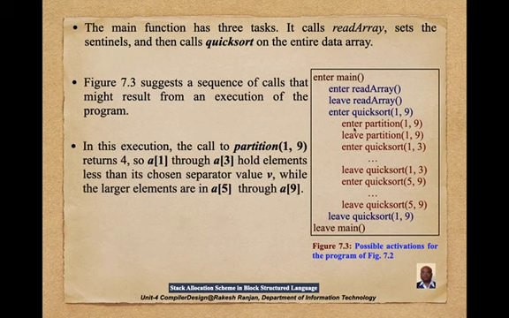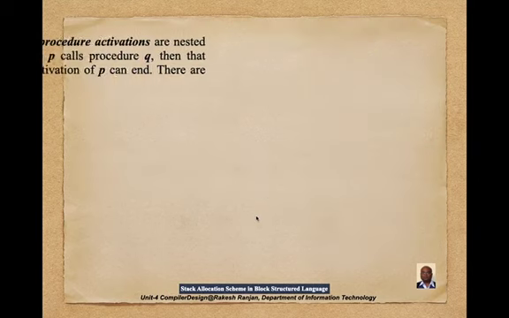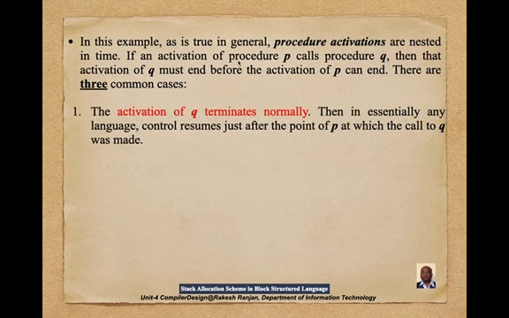Now this figure is 7.3. It suggests the sequence of calls that might result from the execution of a program. In this execution, the call to partition 1 comma 9 returns 4. Obviously it will return 4. So a1 through a3 holds the elements less than the separator value v, while the larger elements a5 to a9 store the greater values.